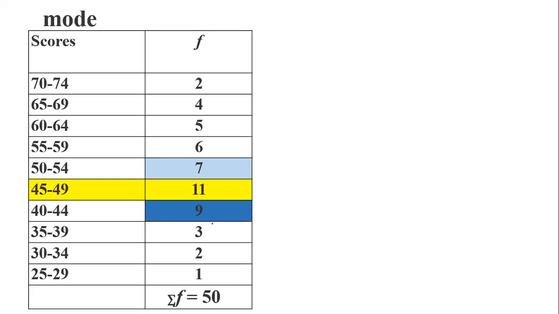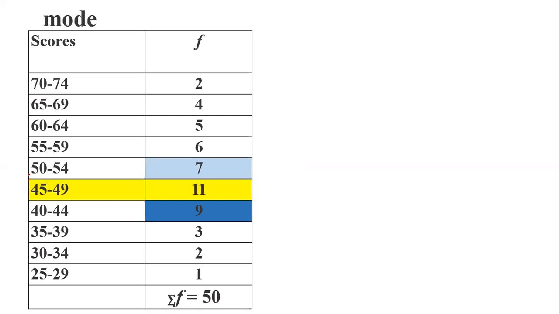The data given here, coming from the same data we have just used in our previous example, is what I want to use. The one I'm representing in yellow is the modal class, because when you look at this class, it has the highest frequency. Other classes have 2, 4, 5, but this one has 11. So in this class, it means that our modal class is 45 to 49.